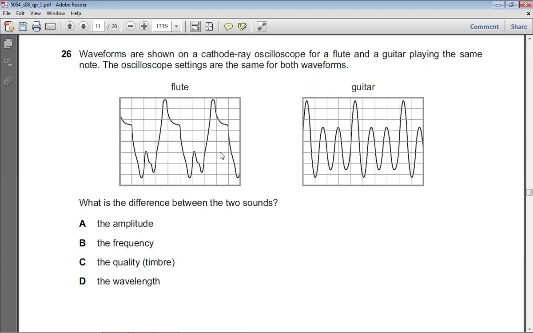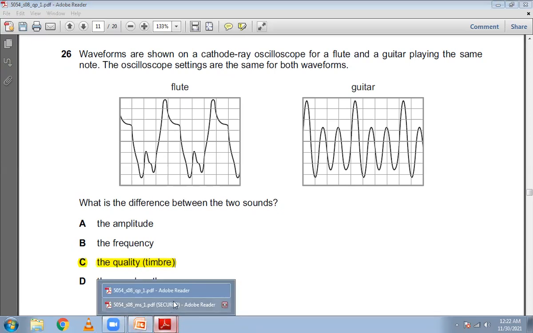On the basis of the difference in the basic shape, we are able to distinguish between a guitar and a piano, and we can differentiate between different people's voices. That is called quality, or timbre. We call it timbre, the quality, because the basic shape of the sound wave is different from each other. That's the main difference between them.